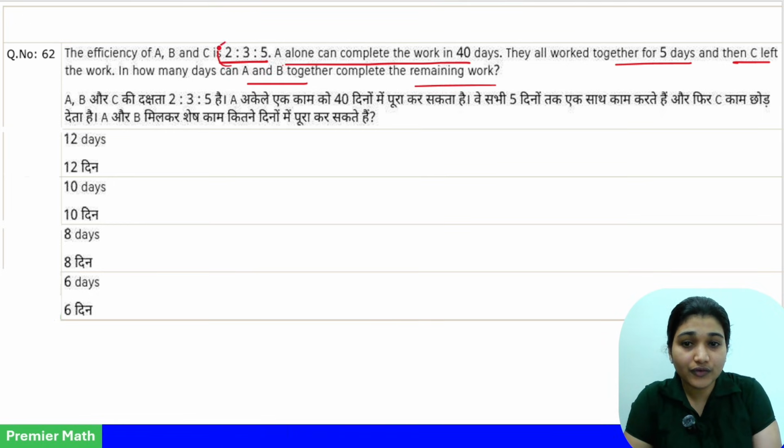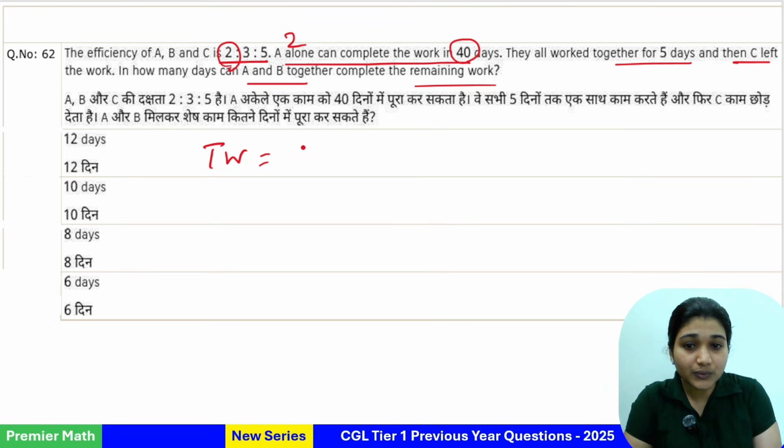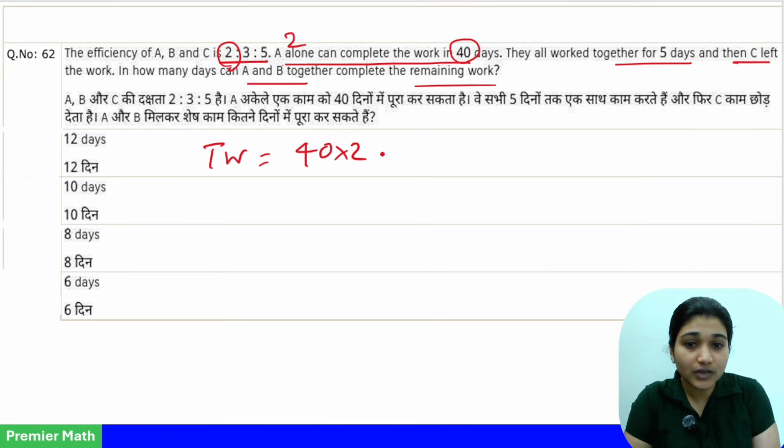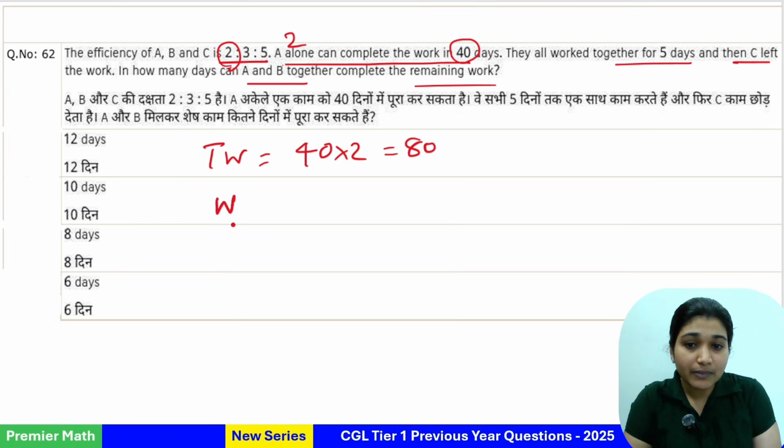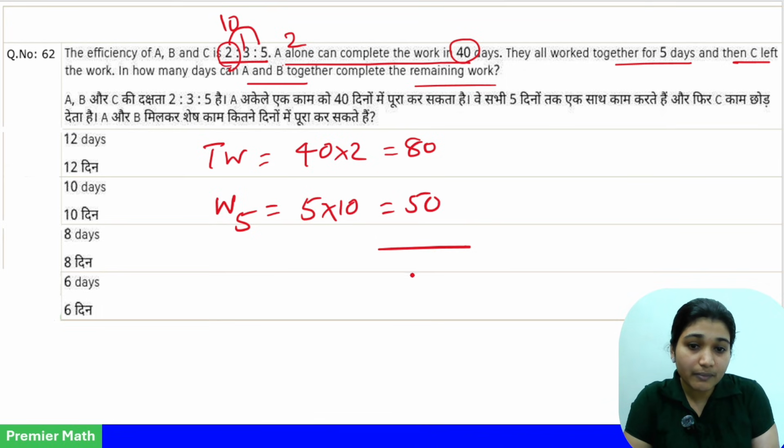Here the efficiency of A is 2 units. And A can complete the work in 40 days, which means the total work is equal to, in 40 days A completes 40 into 2, 80 units of work. And the work completed by A, B, C in 5 days is equal to the total efficiency of 10 units, so in 5 days, 5 into 10, 50 units completed. Then the remaining work is equal to 30 units.